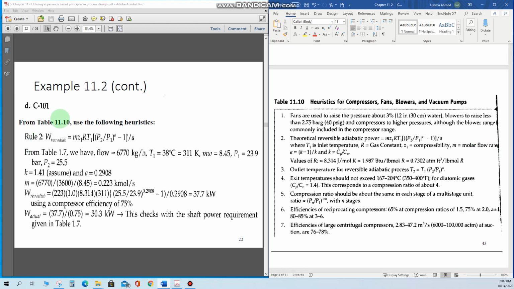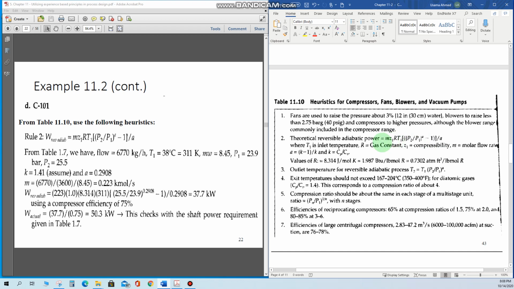Okay, from table 11.10 we use the following heuristics. Rule number 2: the theoretical reversible adiabatic power can be found out by m z1 R T1 times (P2 divided by P1) to the power (alpha minus 1) divided by alpha. Now what is this m here? It represents the molar flow rate. The z1 represents the compressibility.